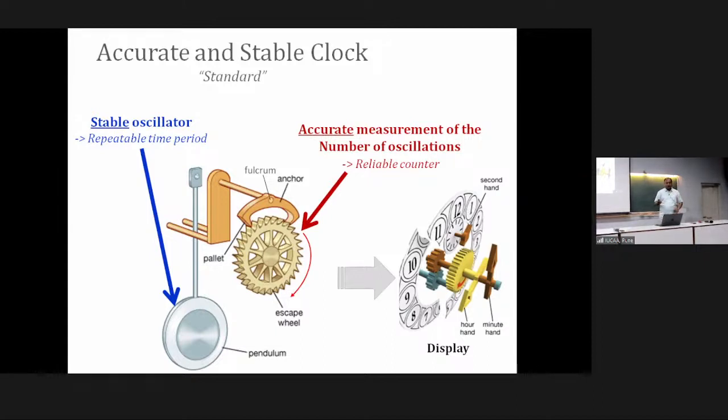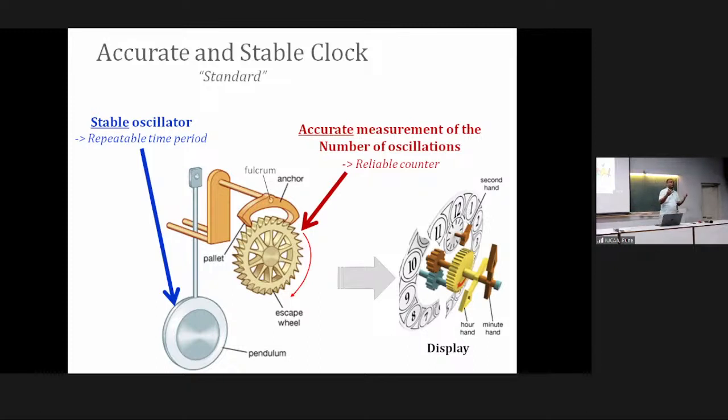But in the back end, that's what happens. And then the point is, you can choose different types of oscillators and different types of counters. So the technology has advanced. For an atomic clock, the atoms are used as an oscillator, and the counters are basically based on a microwave counter if it is a microwave clock, and based on optics if it is an optical clock.